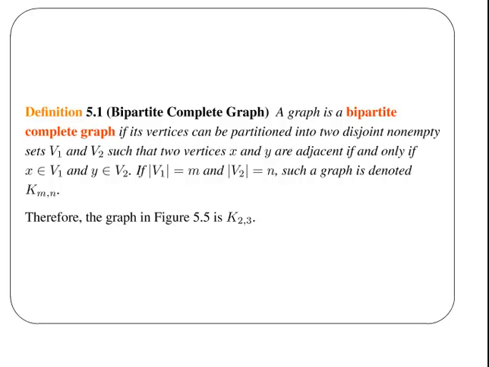So a formal definition: a graph is a bipartite complete graph if its vertices can be partitioned into two disjoint, non-empty sets, V1 and V2, or A and B as I had it earlier, such that two vertices x and y are adjacent if and only if x is an element of V1 and y is an element of V2. So basically they're in two different groups, two different sets. If the cardinality of group 1, V1, is m, and the cardinality of set 2, group 2, is n, we would denote it as K_m,n. So what we just saw previously was a graph which we would denote K_2,3.